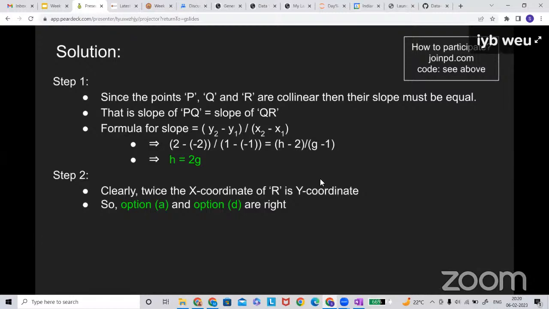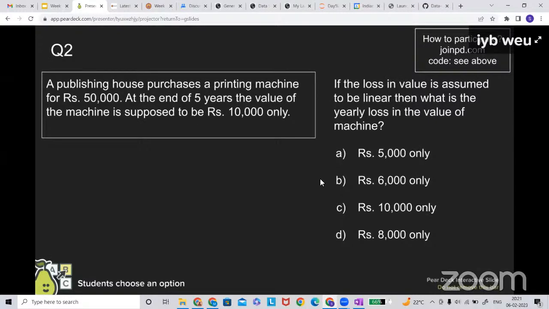Okay, let's move to the next question. The second question is: a publishing house purchased a printing machine of rupees 50,000. At the end of 5 years, the value of the machine is supposed to be 10,000. There is value depreciation happening. If the loss in value is assumed to be linear, then what is the yearly loss in the value of the machine?